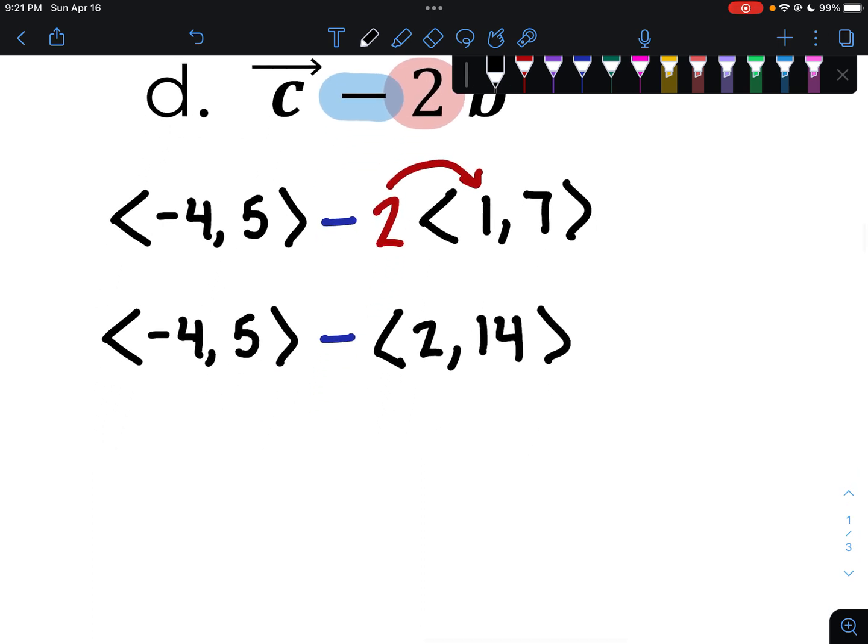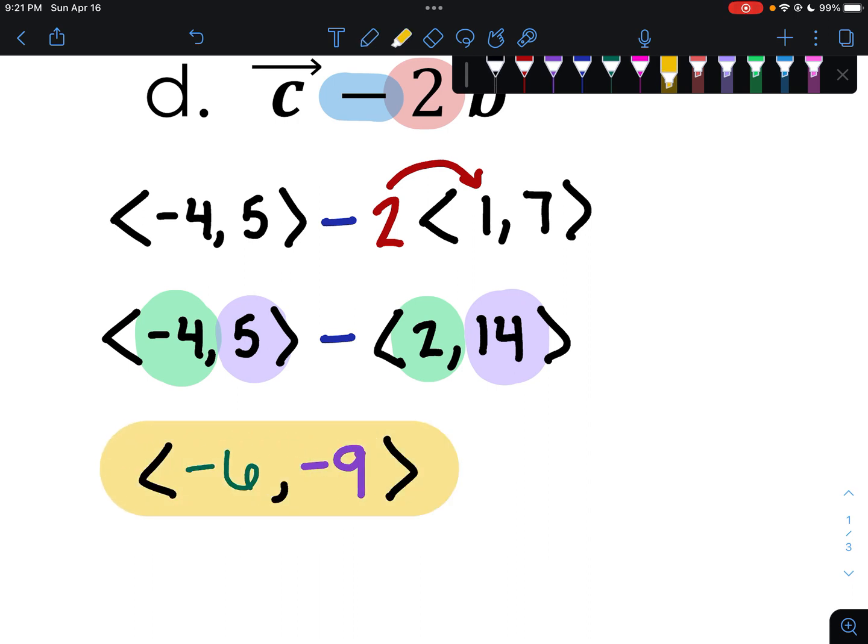Now I'm just going to go ahead and add. So when I add the first terms together, -4 minus 2, which is -6. 5 minus 14 is -9. And that would be our solution vector. So that is vector operations.